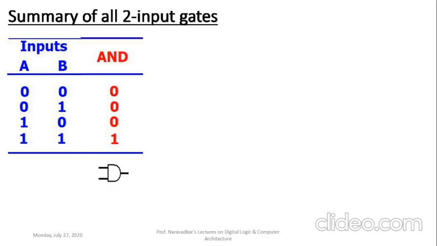Now, first of all, the AND gate. The output of that AND gate is shown by red color. Different color combinations are used for better understanding. And at the bottom, the logical symbol for that AND gate is also clearly shown.